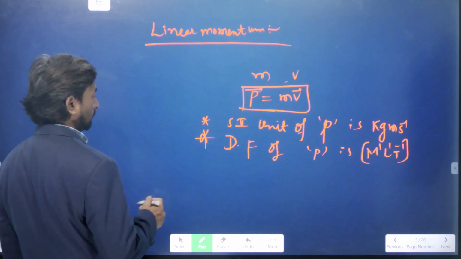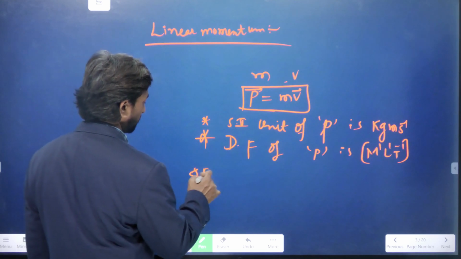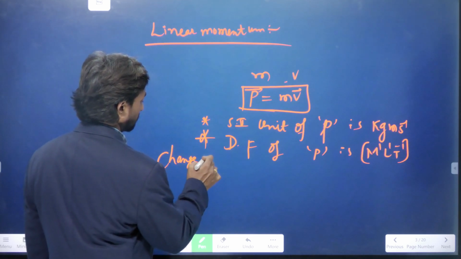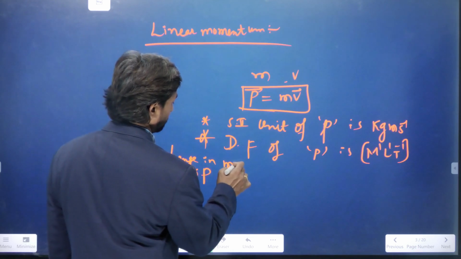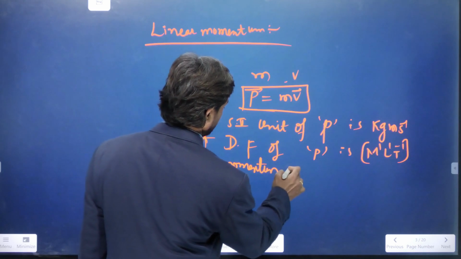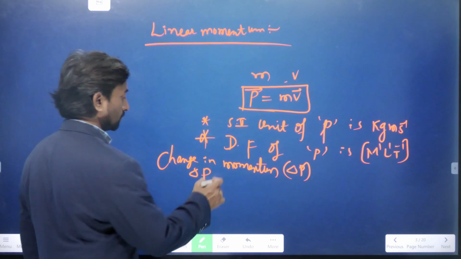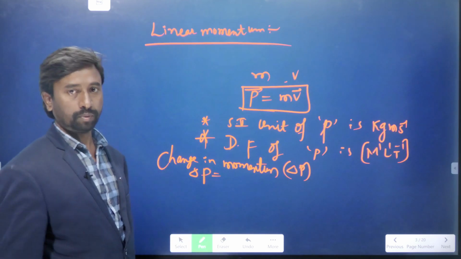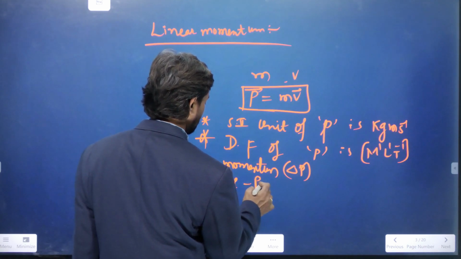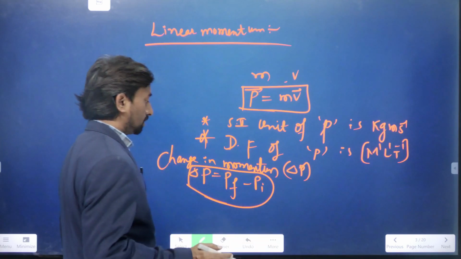Then change in momentum. Suppose the body is moving, there will be a change in momentum. Change in momentum is denoted by delta p. It is the difference of final momentum and initial momentum: p final minus p initial is called the change in momentum of the body.